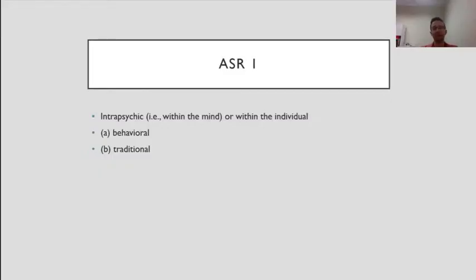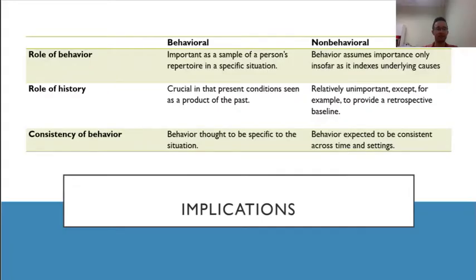All right, poll question number 1: intrapsychic, or within the mind or within the individual, is a characteristic of A, the behavioral approach, or B, the traditional approach. A couple more seconds. All right, I'll close the poll, and this one you should have answered pretty quickly and correctly. It's B, traditional. Now we've looked at assumptions, let's look at implications.